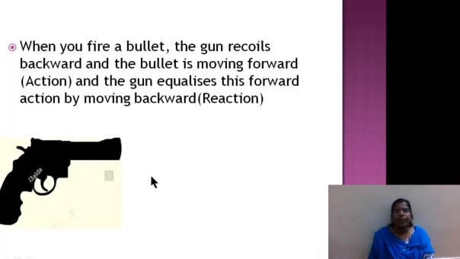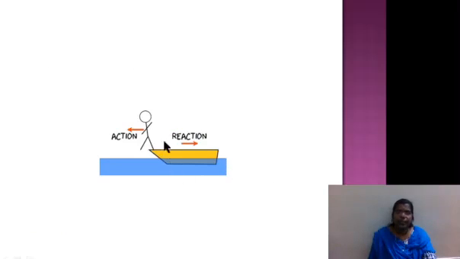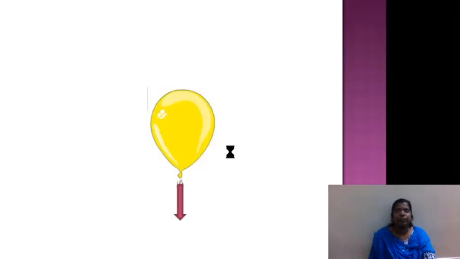See, when you fire a bullet, the gun recoils backward and the bullet moves forward. And the gun balances this forward motion by moving backward. This is action: bullet moves forward, gun moves backward. When we jump from a boat, the boat moves backward. The action is that we step on the boat to jump, so the boat moves backward. When the air from the balloon moves downward, the balloon moves upward.